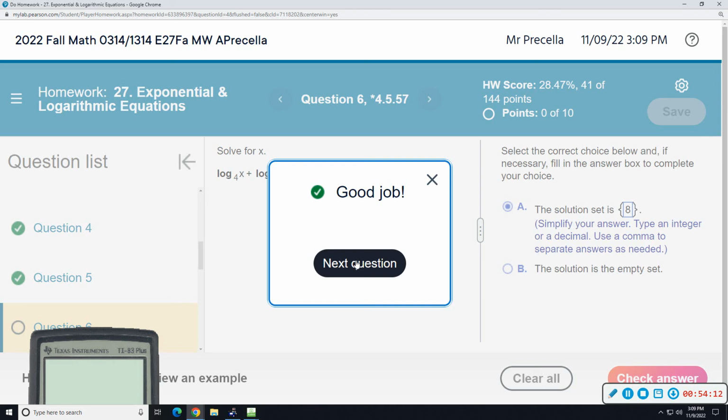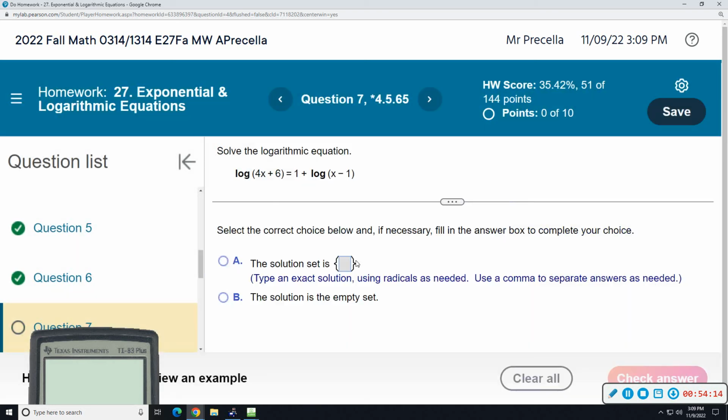Y'all caught up? Number 7. Log. Hey, it just says log. It doesn't have one of those little bases. Do y'all remember what base we assume it is if it just says log? 10, yes. So we're going to pretend that there's a little 10 written down there. That's the base. Log 4x plus 6 equals 1 plus log x minus 1.